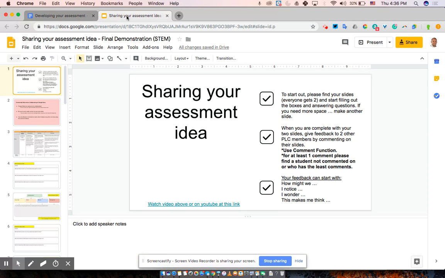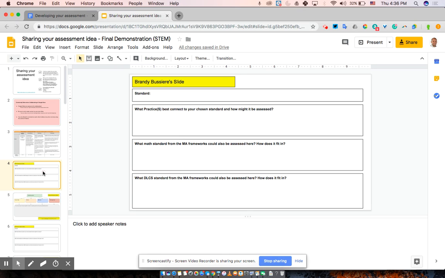Then, once we do all that and you've finished your thinking, you can then show me what your standard is, what's the practice you chose, and how will it be assessed? What math standard can be assessed here, and how does it fit? And the digital literacy standard, what is it, and how does it fit in?